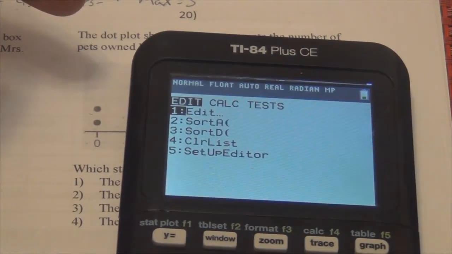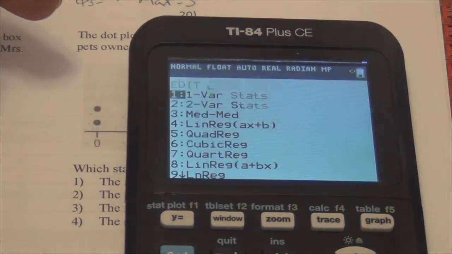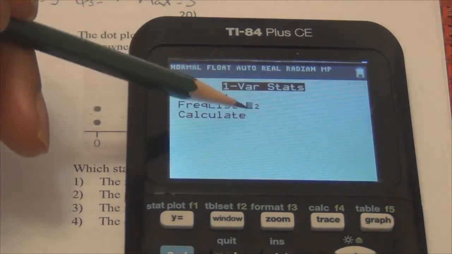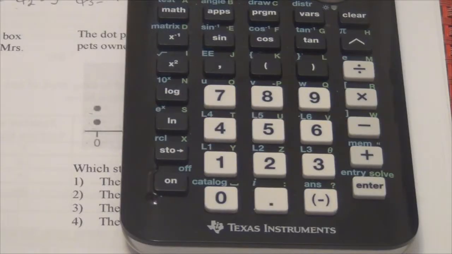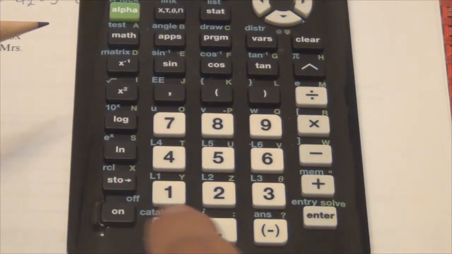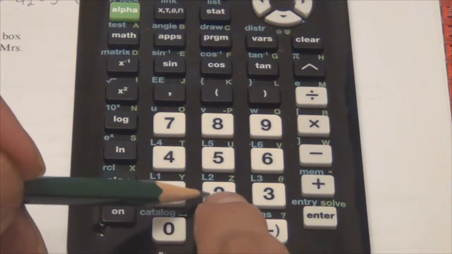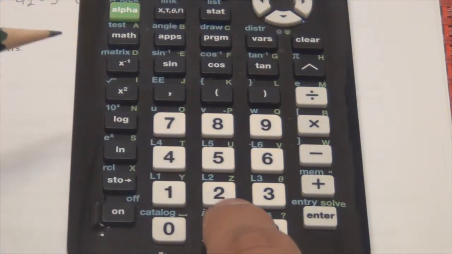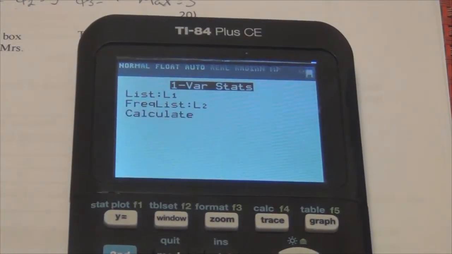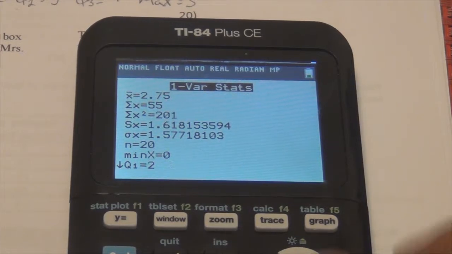So what I'm going to do now is calculate the statistics. Press stat, go to calculate, press enter. We have L1 and we have L2 as a frequency. To find L2, you press the second key, which activates all the blue menu items. You see the number 2 right here, it says L2. So that's what you press, and that's what you get. Then you press enter again, and it's gonna calculate everything for you.